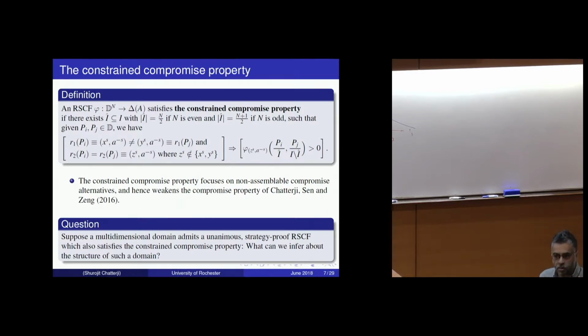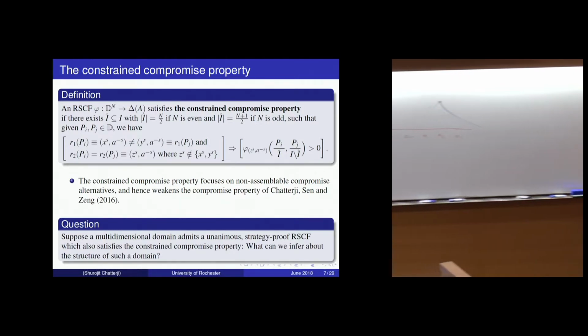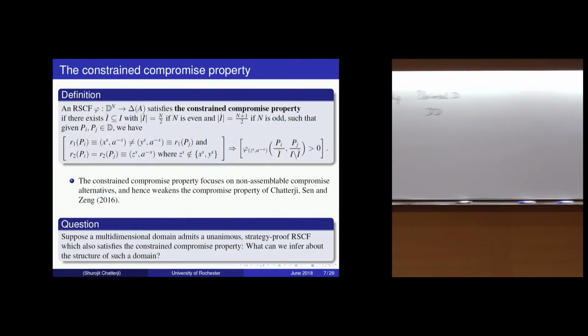So my notion of a compromise is very delicate. It's only in very special situations that I'm singling out a compromise and insisting that it gets positive probability. Of course, the social choice function can be much more flexible and give positive probability to many more things. I'm absolutely fine with that. But this is the minimal I require. In some sense, I'm trying to keep it as trim as possible so that my result becomes stronger. So this is the constrained compromise property.